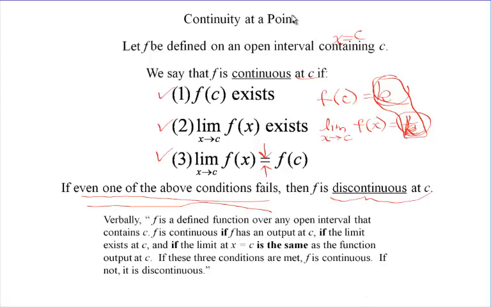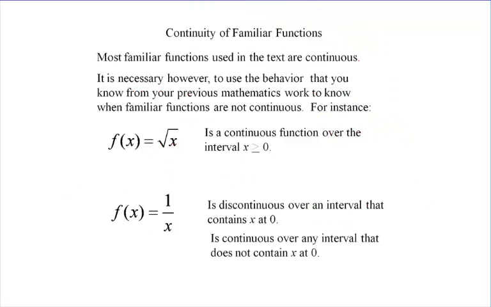Now, continuity at a point is different than continuity over an interval. This is exploring what's happening at one single point in the plane. Continuity over an interval of input values is different, and we explore that differently. So most familiar functions used in the text are continuous. At least they are continuous on some subset of the real number set. It is necessary to use the behavior that you know from your previous math work, and our parent functions are going to be a big part of that when a familiar function is not continuous.